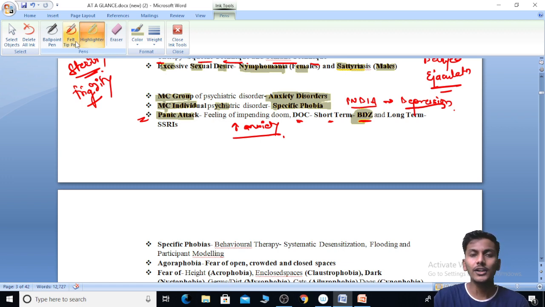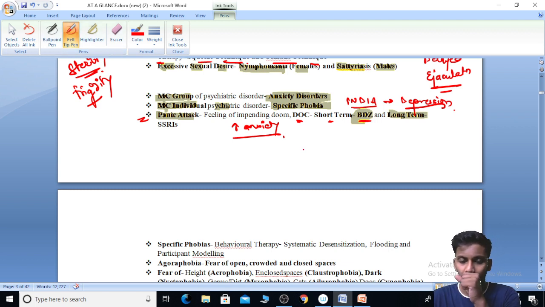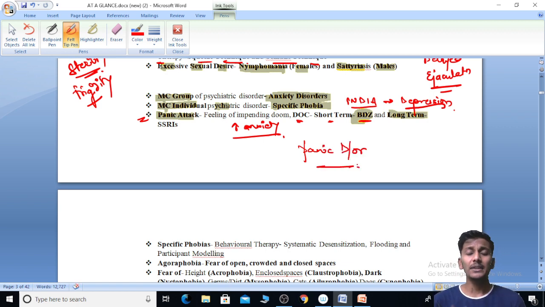But if it is for longer duration of time, or if the person is experiencing recurrent and unexpected panic attacks, then it is characterized as panic disorder. Then the treatment would be the same. The drug of choice for short-term would be benzodiazepines and long-term would be SSRIs. Important hai, yaad rakh lena. Along with that, we can also add psychotherapy along with these drugs, like cognitive behavioral therapy. Important one.